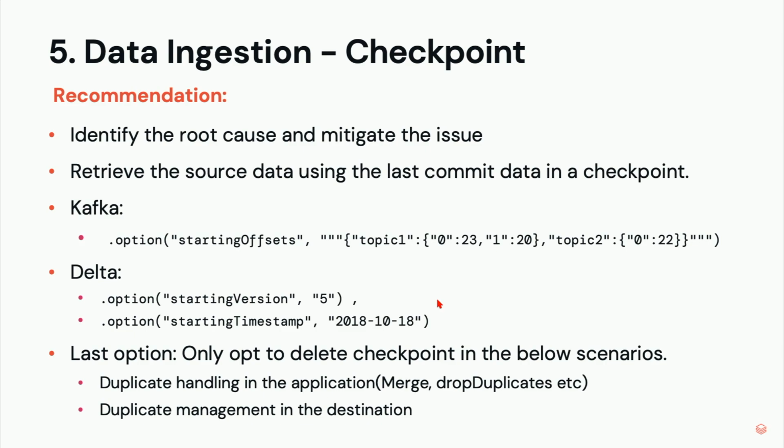So let's say even that is not an option. Then the only last option is deleting the checkpoint. But consider two important points. If you're restarting a stream with a new checkpoint, is your streaming application handling the duplicates efficiently? If it is not, then is the destination sink handling them efficiently? We have to understand this. If either one of these is happening, then we can go with it. Otherwise, that's not recommended.